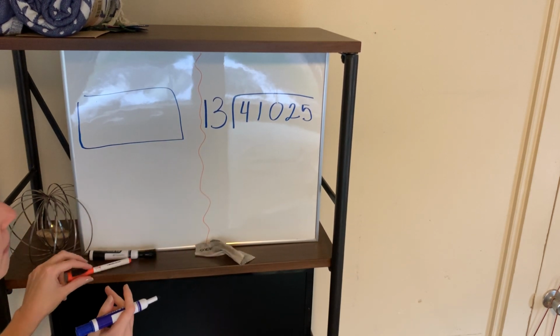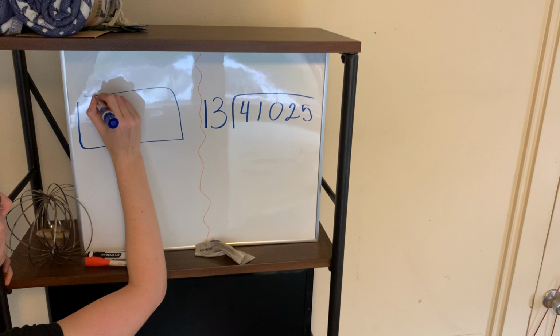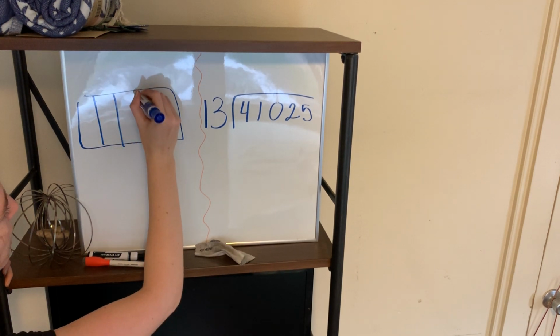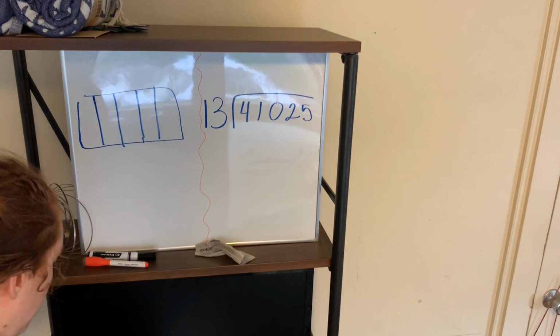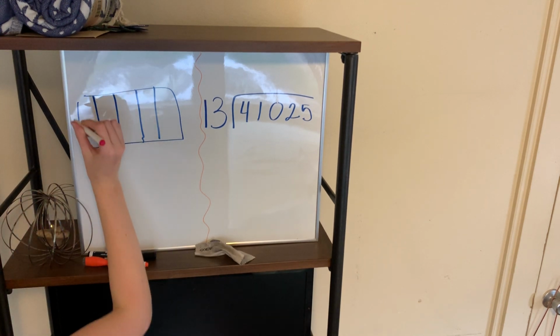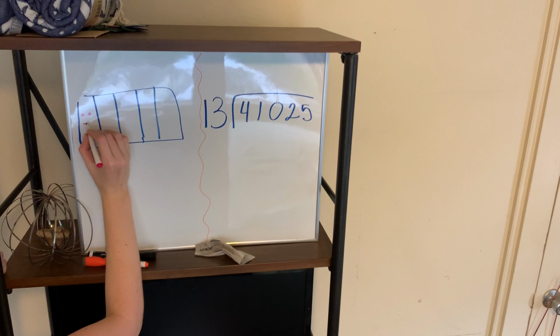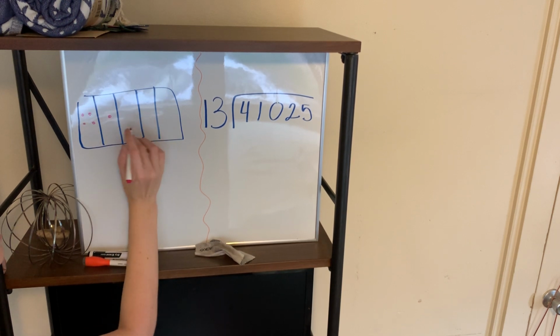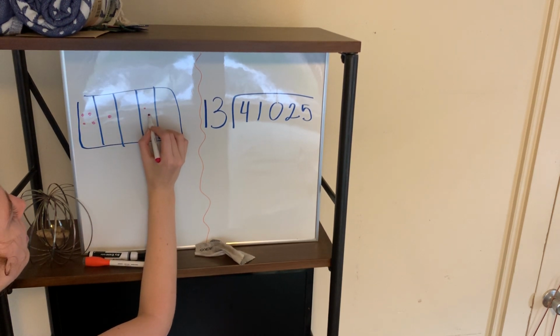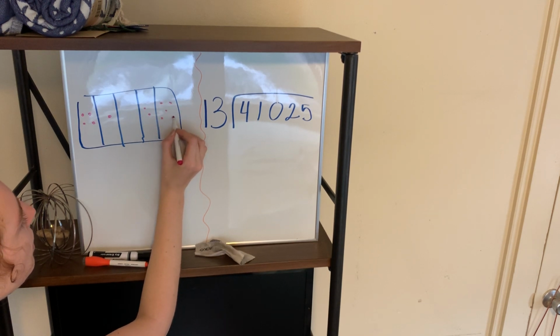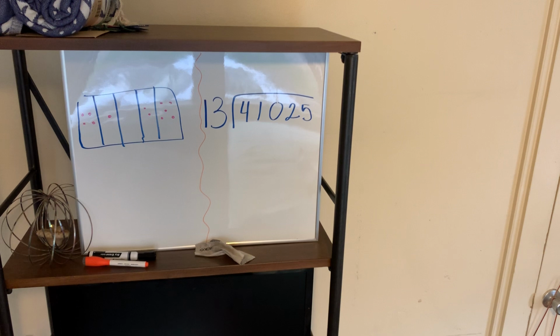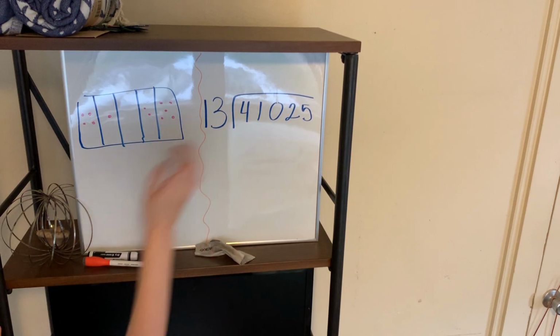All right. The number I'm working with, my dividend, is 4105. What color do we want to use? Maybe pink? 1, 2, 3, 4, 1, 0, 2, 5. All right, so I've now depicted the dividend.